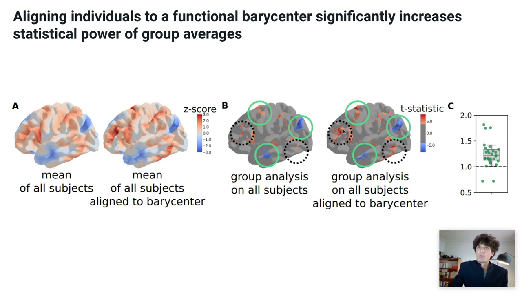And basically what I want to leave you with here is the idea that if you compute usual group analysis on just averages, areas of the brain which show high variability will just not show up in the t-test that you compute. Whereas if we align brains together in the first place, we see new areas being significantly activated in this setup.